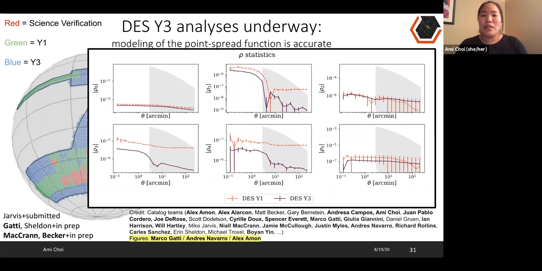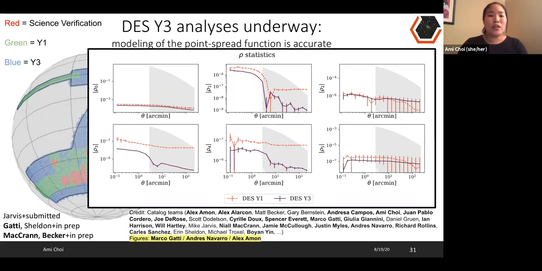And the idea is that if you get a signal, that would be an additive signal on top of the psi plus real space correlation function. And so you don't want a signal, you want as low of a signal as possible. And we see here that Y3 greatly improves on Y1. Y1 is the dashed line, Y3 is the solid line. And in all cases, we seem to be doing a great job of modeling the PSF.